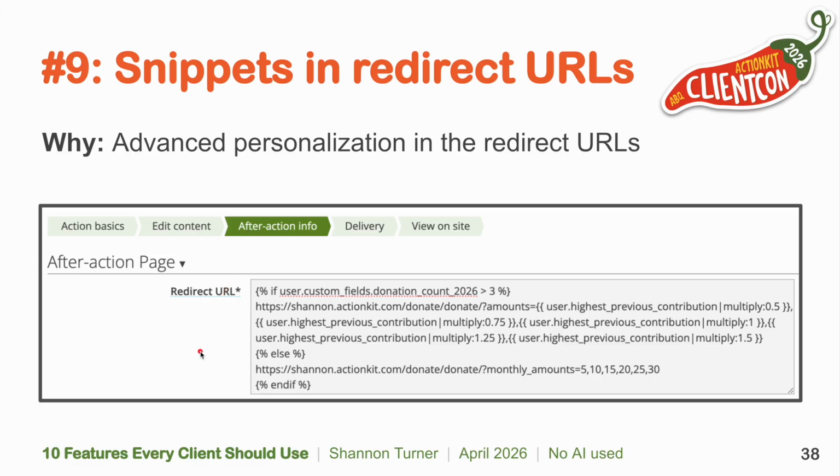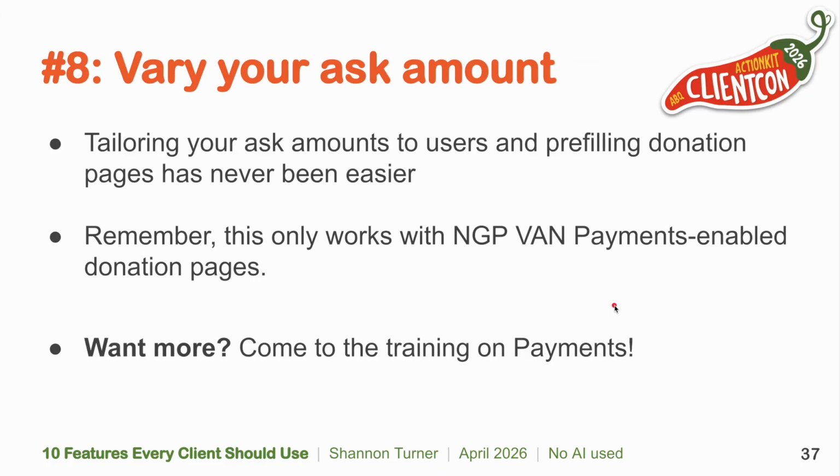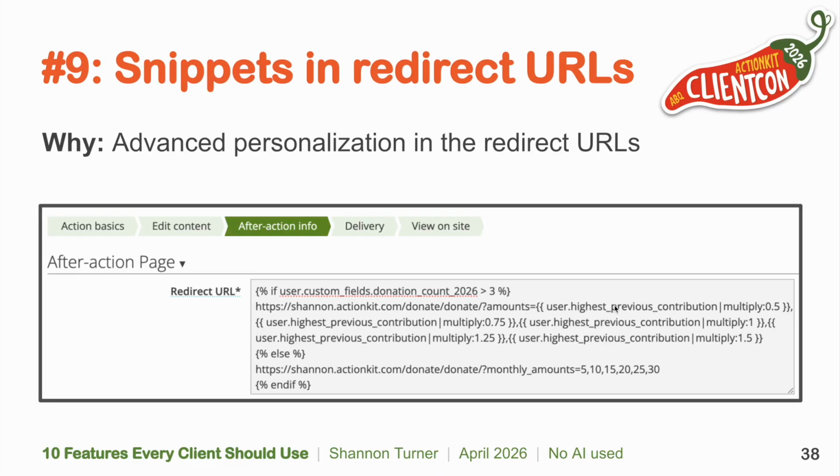In this screenshot, I've added an example of something that you could do. So notice that I have an if for conditional content with an else and an end if, and I have some users' highest previous contribution values as well. And if you're paying super close attention, you'll also see that I'm varying my ask amount here also.